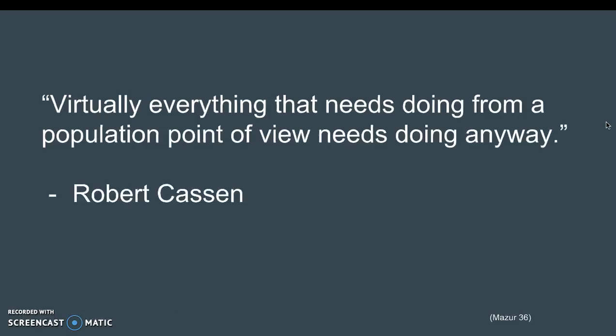As economist Robert Casson said, virtually everything that needs doing from a population point of view needs doing anyway. With this and the rapidly increasing global population in mind, it is important for us to realize the effects of this rise in population and possible solutions.